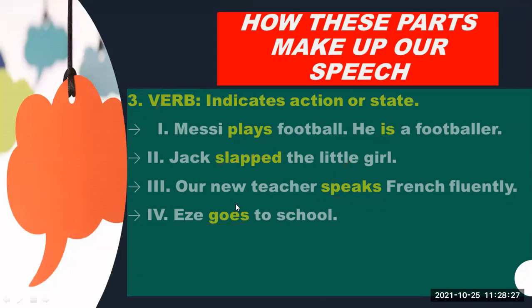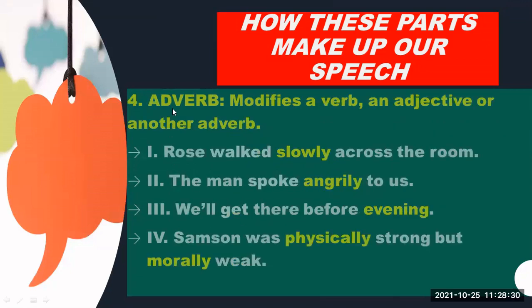All right, so let's go to the next part of speech, one of the parts that make up our speech that enable us to communicate our ideas with clarity. And that is adverb. What does an adverb do? An adverb modifies a verb, an adjective, or another adverb. So example, Rose walked slowly across the room. The adverb here is slowly. It gives us additional information about the verb walked.